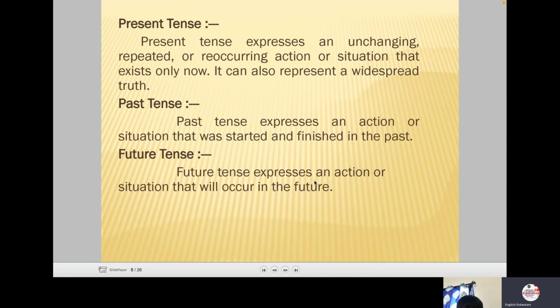Now, past tense will be if you were a kid back 2 years ago or 3 years ago. Now you are growing up. So you would have been very naughty. You would have troubled your parents a lot as a kid. So you can say, yeah, when I was a kid, I used to trouble my parents a lot. Now here what happens is, it is expressing an action or situation that was started and finished.